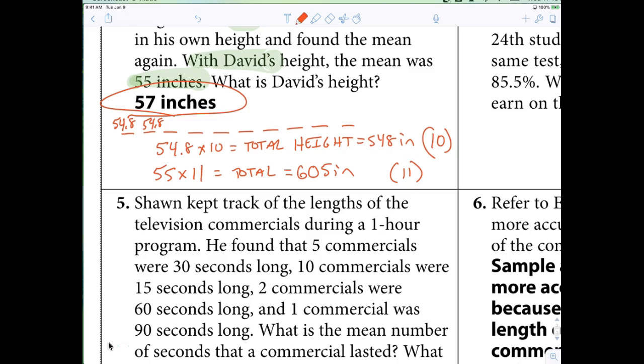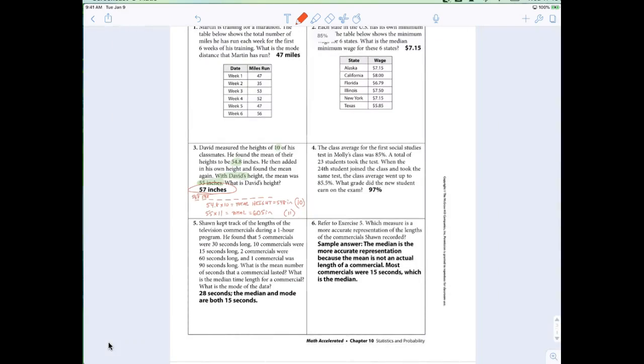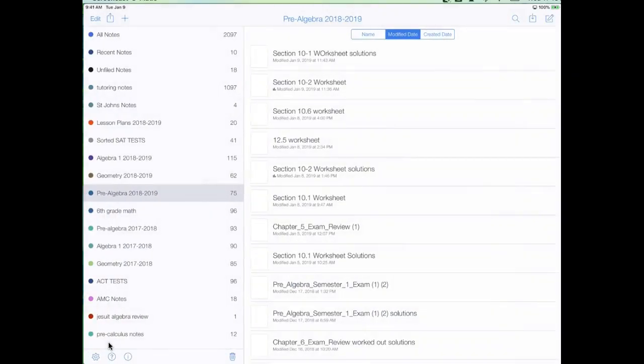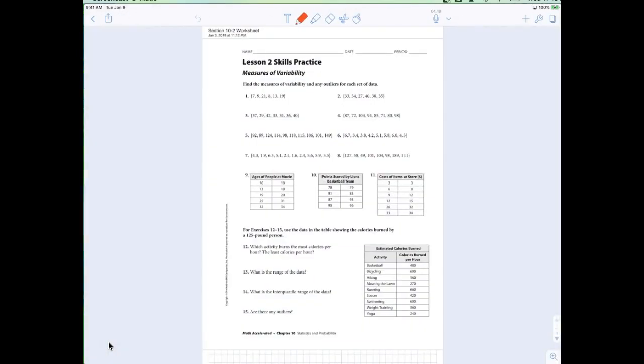Now, do me a favor. I need for you to pull up, what's today? 10-2. Everybody pull up 10-2 for me. No, we did one. We did 10-1 yesterday.